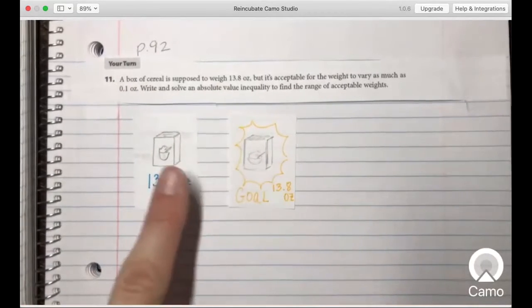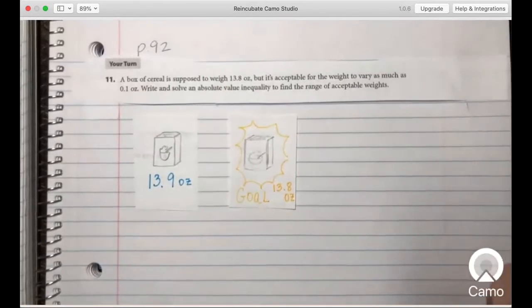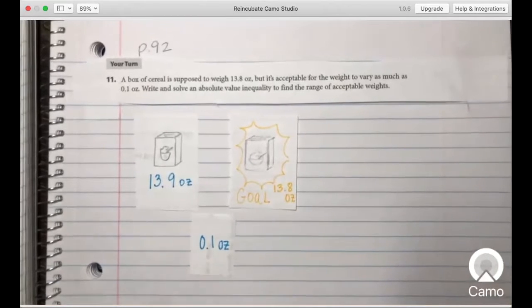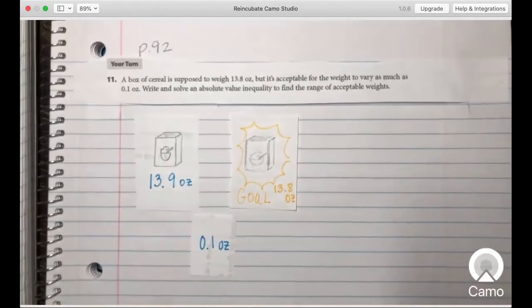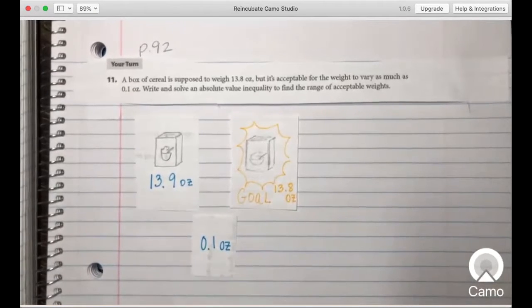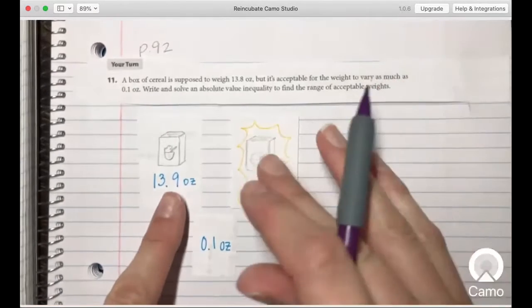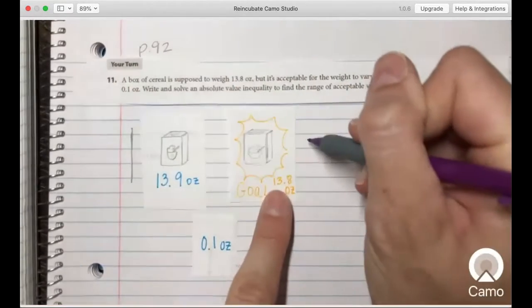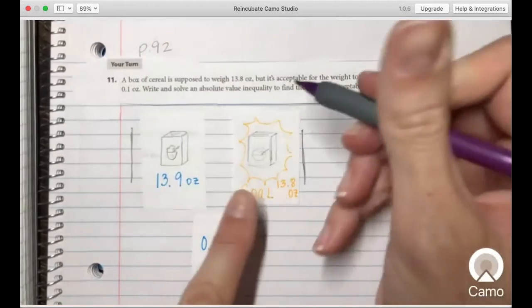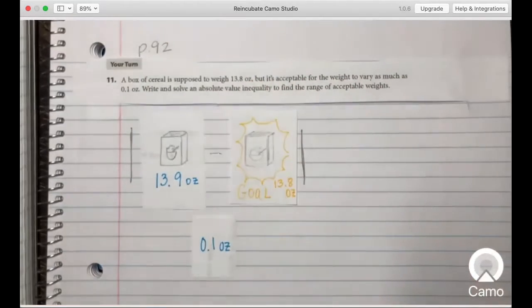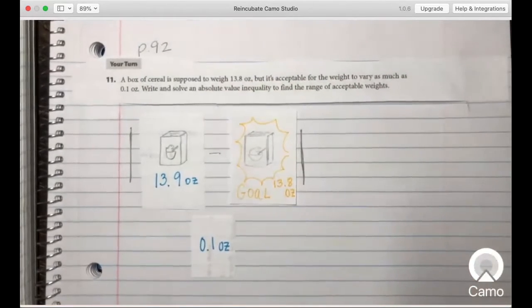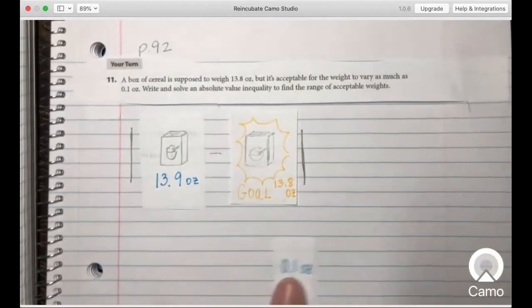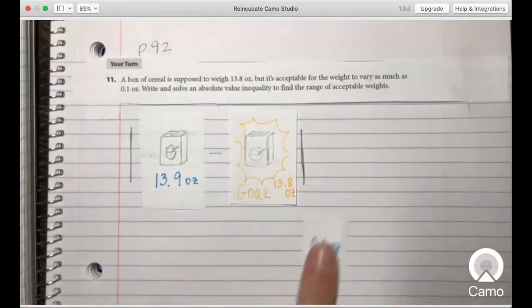So if we were to subtract these values, we would get a difference of 0.1, right? 0.1 ounces. So that's within our range. And how we'll represent this is we'll take the absolute value of our difference, because that will always ensure that our difference, whether it's a little bit over or a little bit under, will always be positive, because when we take the absolute value of a number, we get a positive output.